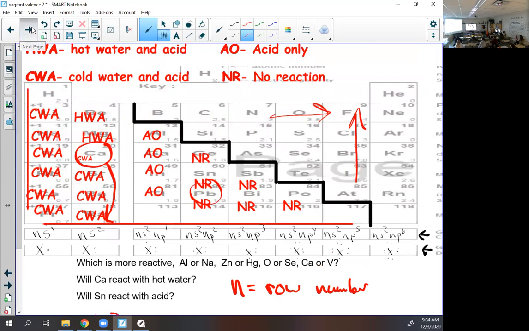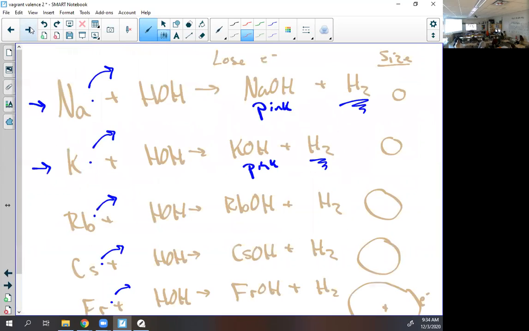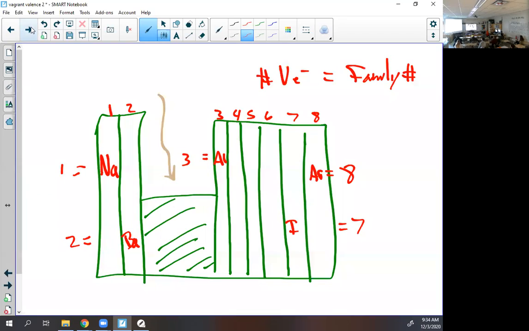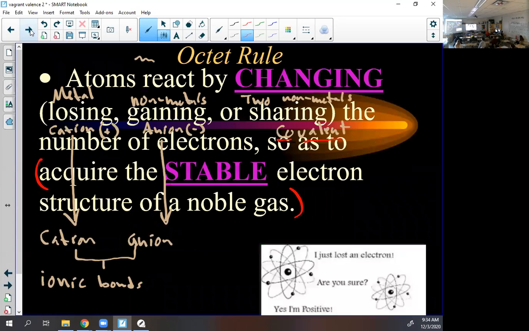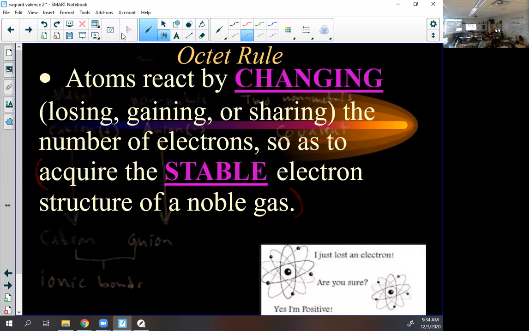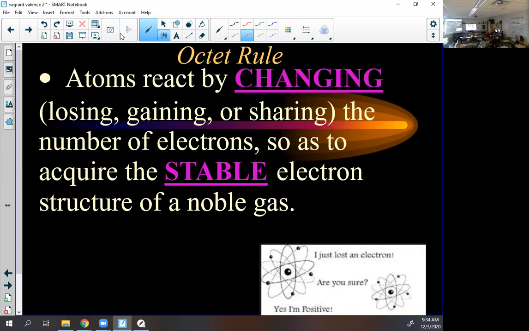Okay, let's go back way over here. All right, so the octet rule, about where we are, correct? The top of page 5. Man, the octet rule governs pretty much everything we do.